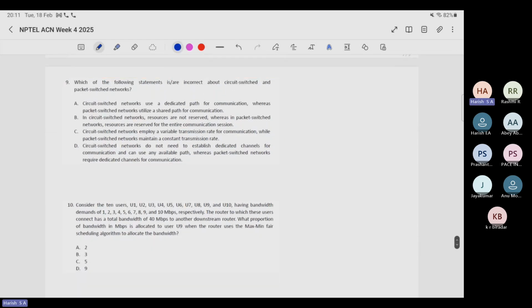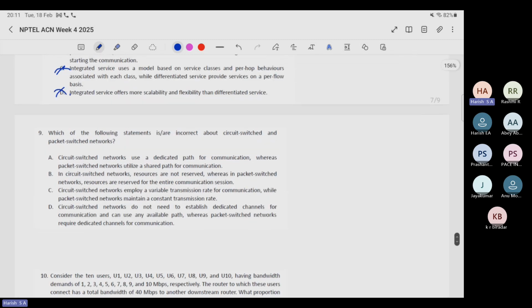Which of the following statements is/are incorrect about circuit switched and packet switched networks? Circuit switched networks use a dedicated path for communication, whereas packet switched networks utilize a shared path. So this is true. In circuit switched networks, resources are not reserved. No, it is reserved. So this is false. Circuit switched networks employ a variable transmission rate, while packet switched maintain no. Circuit switched maintains a constant rate of transmission because it's assured and reserved. Circuit switched networks do not need to establish dedicated channels for communication. No, this is also false. The answers are B, C, and D.